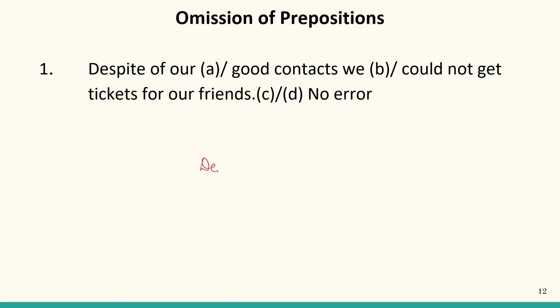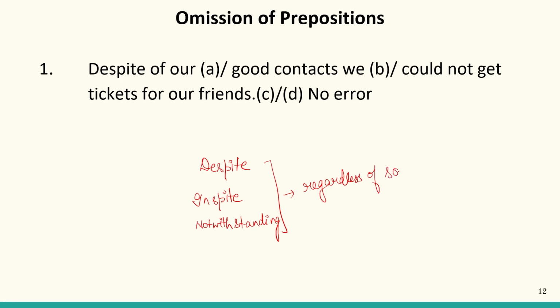Now we have a word despite. It is a preposition. One more preposition is there, in spite of. We have one more preposition, that is notwithstanding. All these three prepositions mean the same, that is regardless of something. They are used when something is regardless, or in the form of even though.